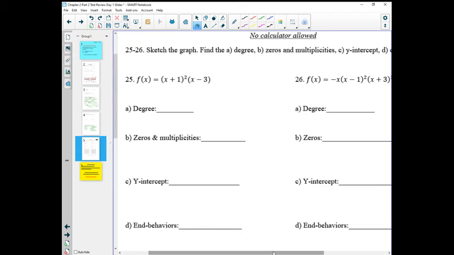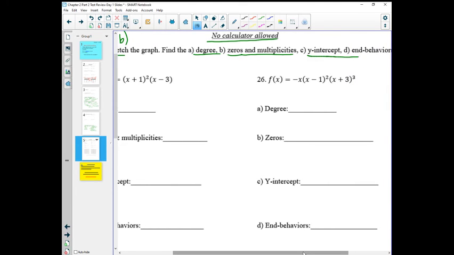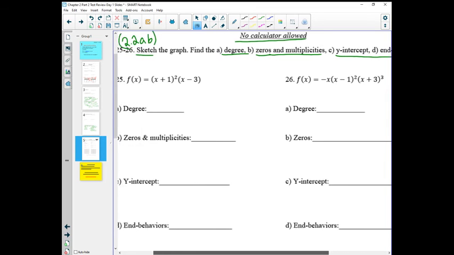Alrighty, on the last page of your test review, the very back side, this is the part of the test where you will not be allowed to use a calculator of any kind, because this is the graphing part of the test. This comes from section 2.2, A and B, where we learned about sketching polynomial functions. On the last two questions, it says sketch the graph. We're going to find the degree, zeros, and multiplicities of those zeros, the y-intercept, and the end behaviors of the polynomial.